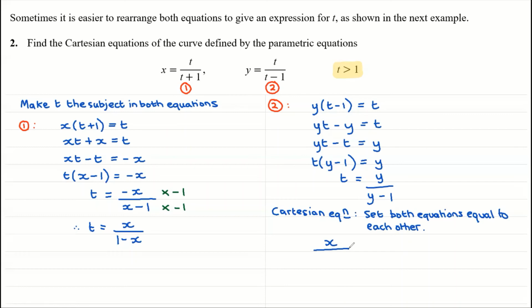Now, if we do that, of course, we just get the Cartesian form straight away. So we have x over 1 subtract x would equal y over y subtract 1. Now, you don't have to make y the subject here. That's a Cartesian form. You're not asked for it in a particular way. So that would be absolutely fine for your answer. Okay, and then if you're asked to do anything else, obviously domain and range, then you can do that separately. Okay, so that concludes example 2.